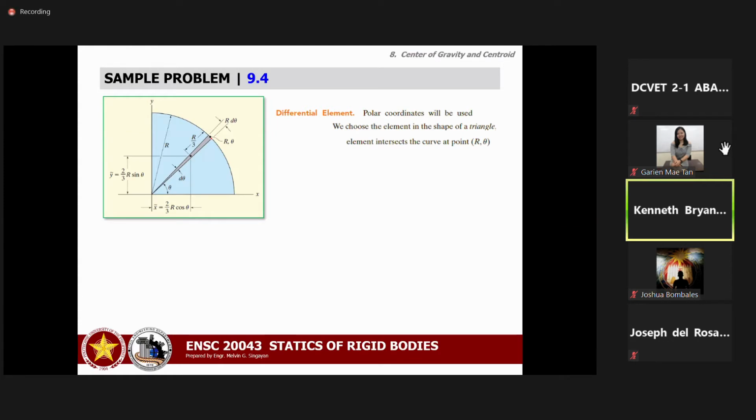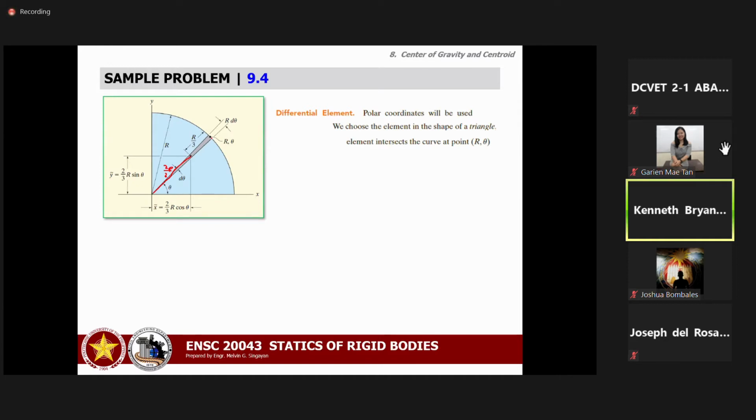Okay, so if we assume that this is a triangle, based on the previous example, we know that the centroid of this triangle is at one-third of its height. The triangle has a height r, so if this is at 1/3 of the height, that is at r over 3. Given that, this length now will be 2/3 of r.